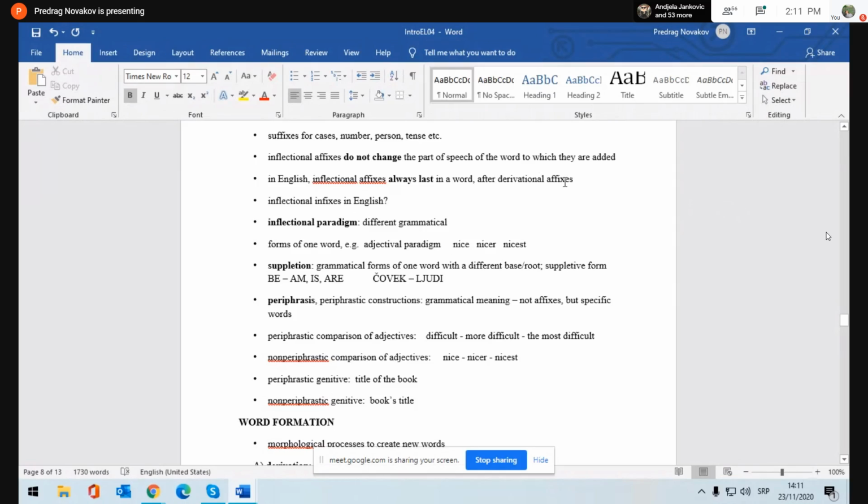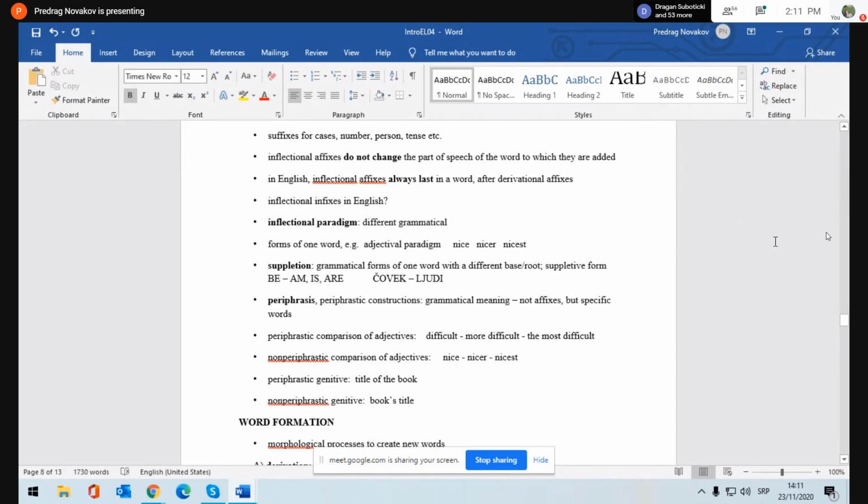After derivational affixes. You'll see, derivational affixes are those which create new words, okay? So they really come at the end, like S for plural comes at the very end of a word. You'll see examples a bit later. Inflectional emphasis in English, with a question mark? Not really, okay?